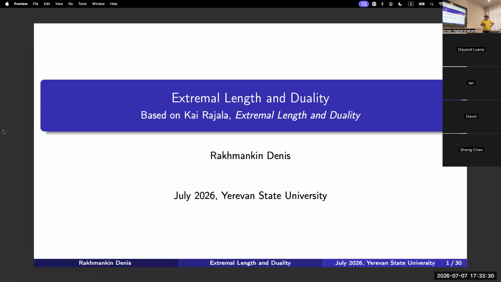I want to use the idea of extremal length and the modulus and duality and use it to generalize the uniformization theorem. So I want to say sorry because I will repeat some basic definitions of basic objects.